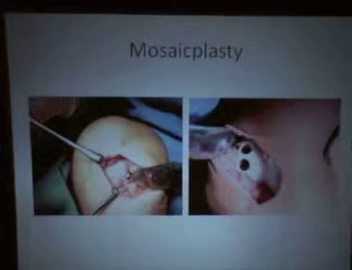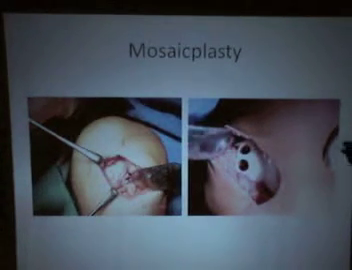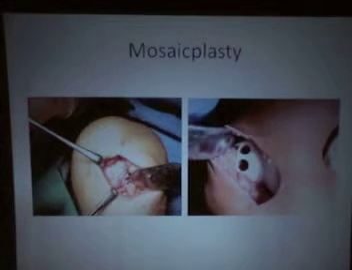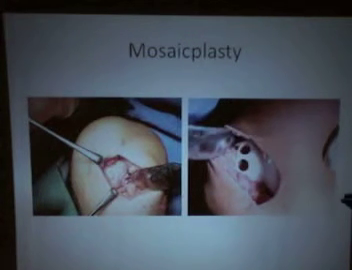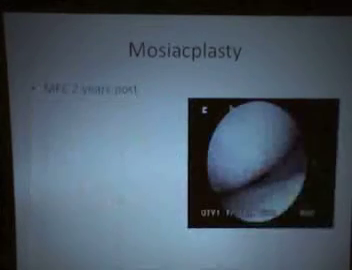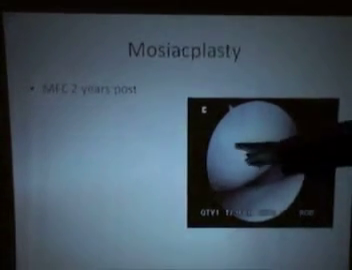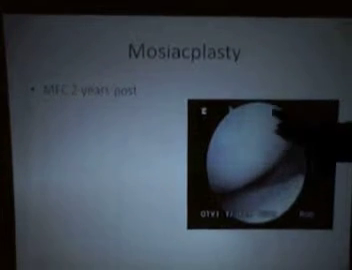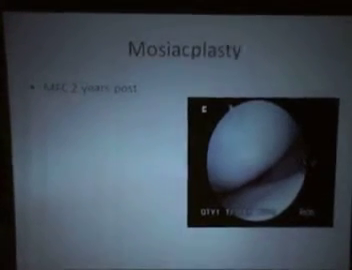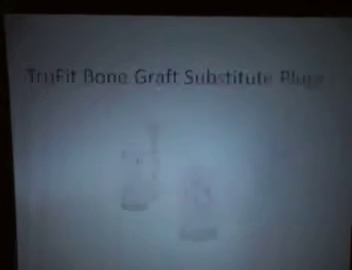So this is just some clinical photographs showing the procedure. This is the donor site where the cores of bone and articular cartilage have been taken from, and the slide on your left shows where it's been implanted. This is an arthroscopic view. I don't know if it projects all that well, but you can just make out, this is 2 years after surgery, that to a large extent it's incorporated pretty well and has given a pretty smooth surface.